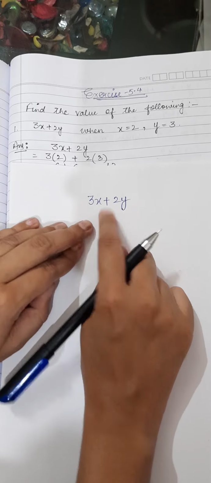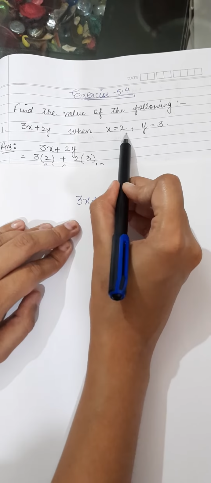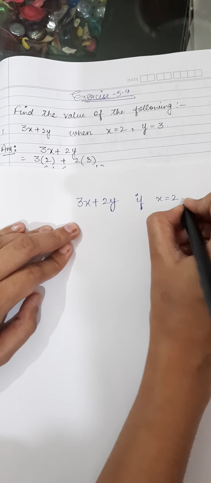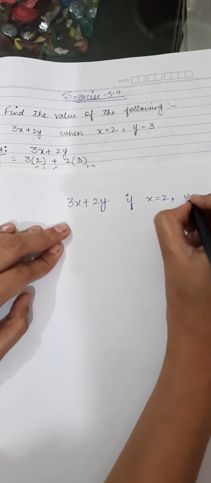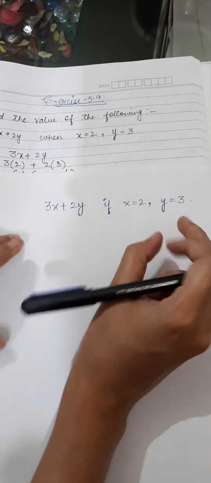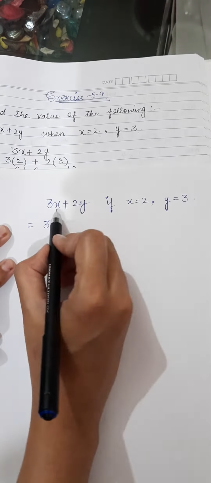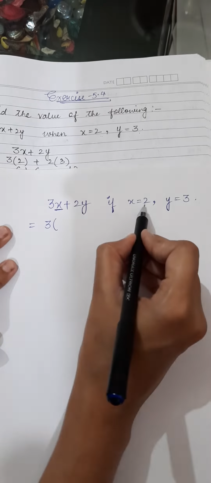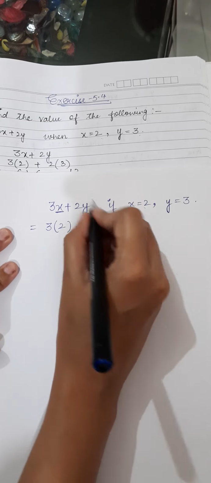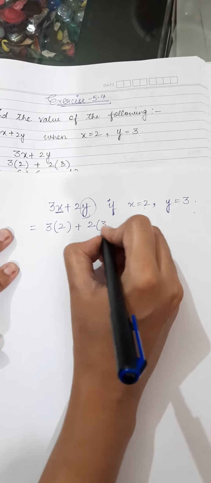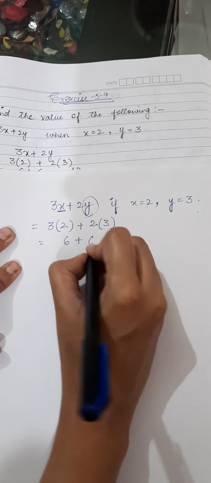Now this is the question. You have to find the value of this when x is equal to 2 and y is equal to 3. You just have to place these values in it. 3 into what is x? What is the value of x? 2. Place the value 2. Y, what is the value of y? 3. 3 2s are 6, 2 3s are 6.